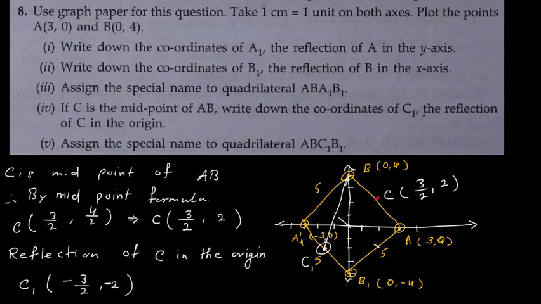So here most of the problem is related with reflections of point in y-axis, in x-axis, and in the origin. So if you don't know, let us revise. When you take a reflection along x-axis, then the sign of y coordinate changes, the rest all remains same. When you take the reflection in y axis, then sign of x coordinate changes, other remains same. And when you take reflection in origin, both the sign of x and y coordinate changes.